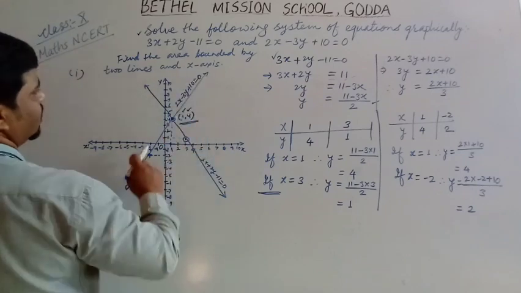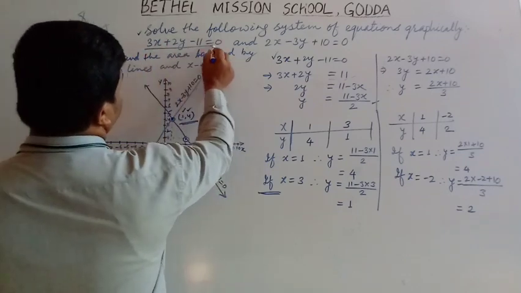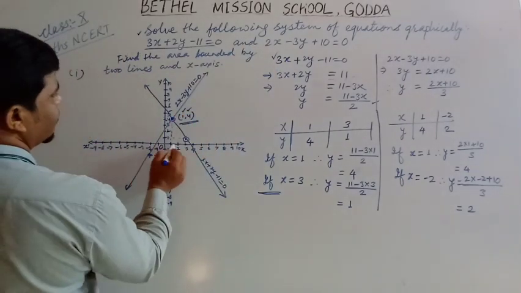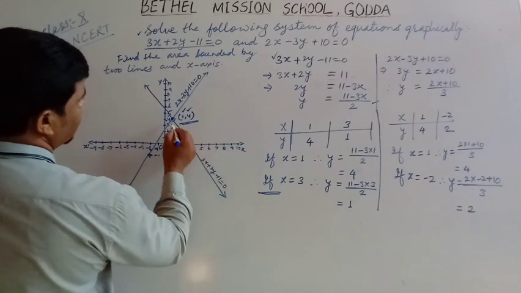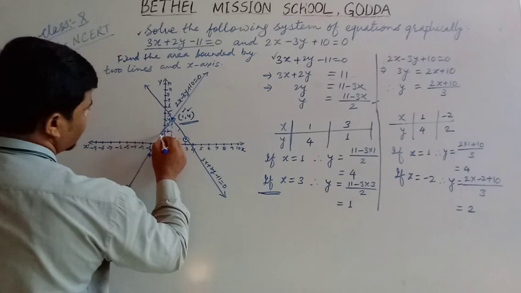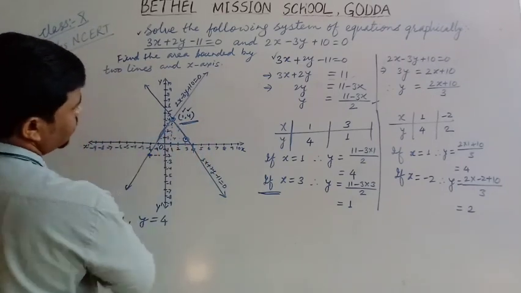These are the 2 lines, the 2 equations. We have 2 lines for 2 equations, and the x-axis. So this is the area bounded by these 2 lines and the x-axis. You can see the shape is a triangle. So we have to find the area of this triangle.